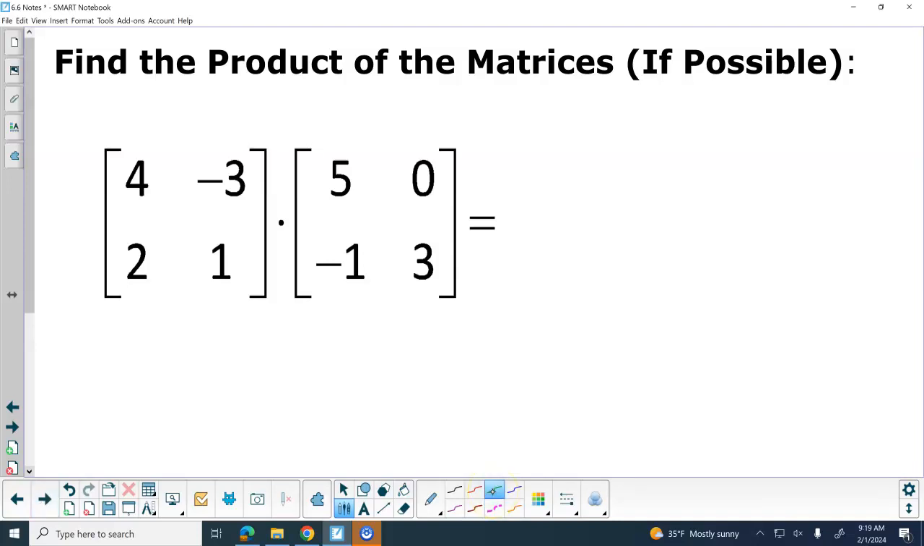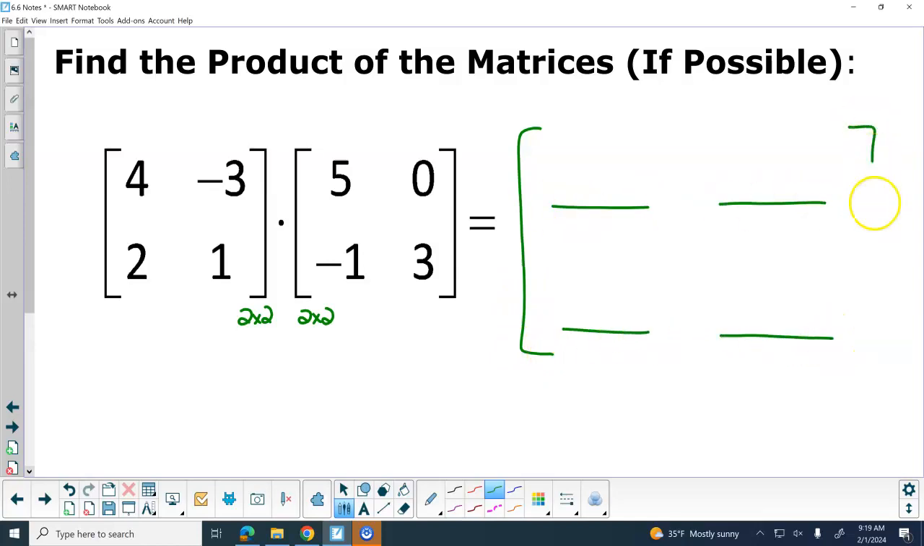Dimensions, left matrix, 2 by 2. Dimensions, right matrix, 2 by 2. Multipliable. Result, 2 by 2. So I'm going to make myself a 2 by 2 matrix. This is row 1, column 1. This is row 1, column 2, row 2, column 1, and row 2, column 2.